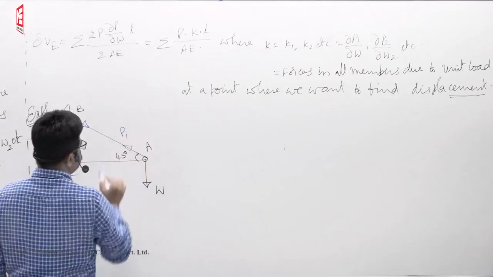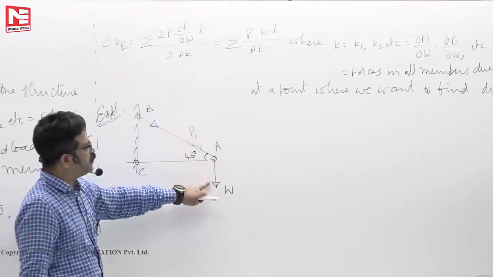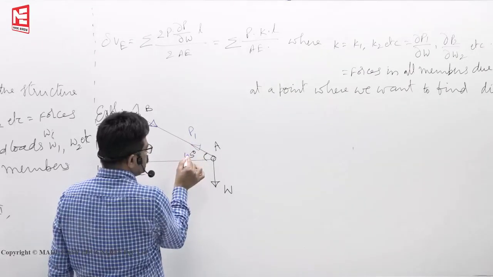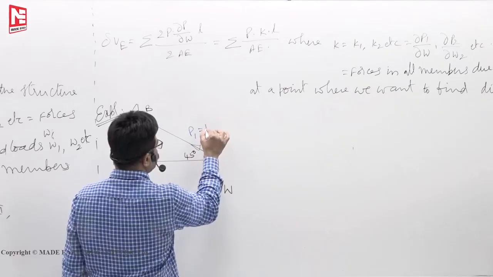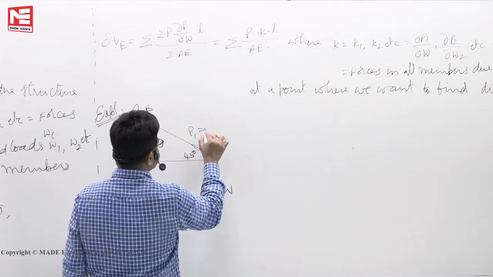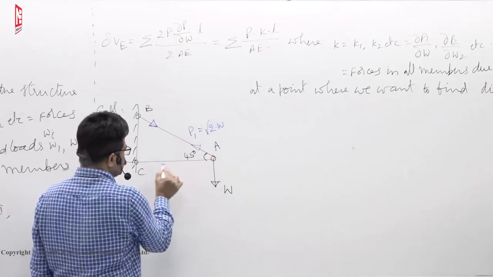Let us say this value P1. Force in the member AB is P1 because of the load W. Then how much is the P1 value? P1 sine 45 is equal to W. That P1 means W by sine 45. So W root 2, or in other words root 2 into W. Then the force in the member AC.